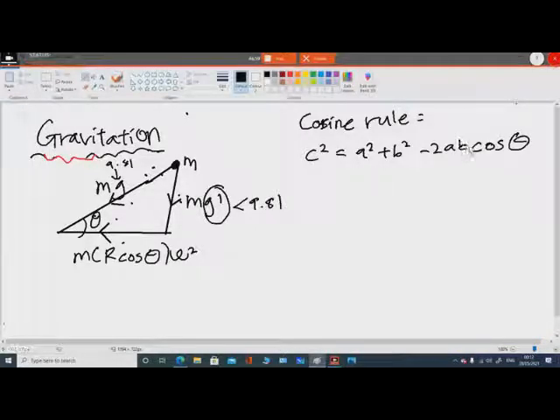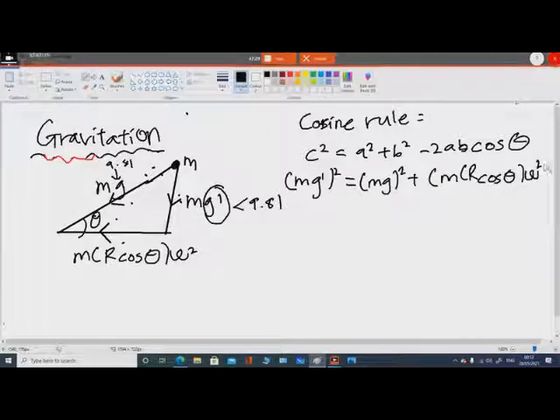Oops, this one should be b. So a squared plus b squared minus 2ab cos theta. So our c squared is actually mg prime squared. So this one will be our mg squared plus mr cos theta omega squared. So this one is another square.